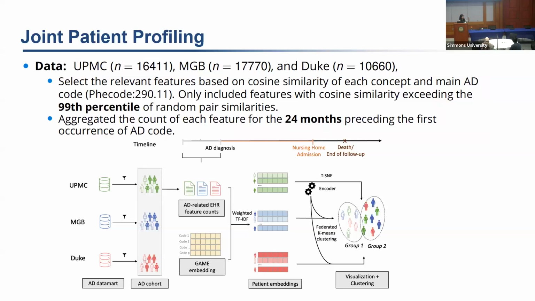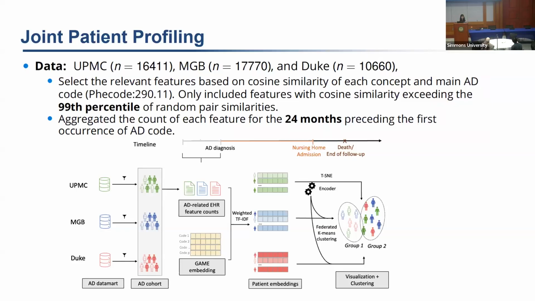There are some local codes, some shared ontology. We used this to do a simple TF-IDF multiplied by the cosine similarity between each of the features and the AD code. So that's representing how important they are relative to the task I have in mind, which is clustering AD patients. So you can see that here, I have 3 institutions.